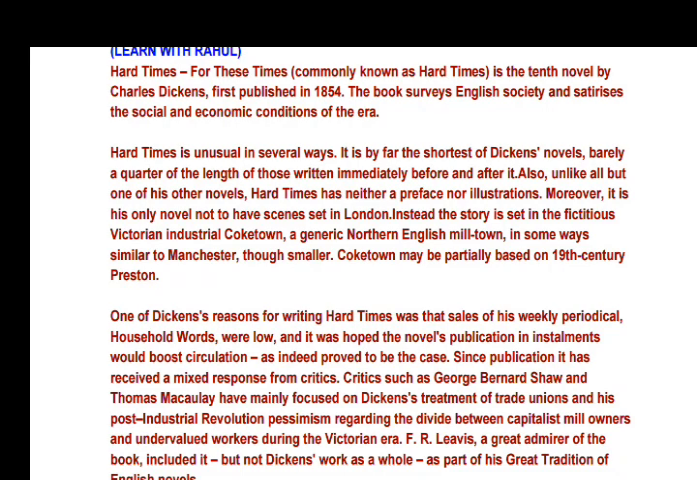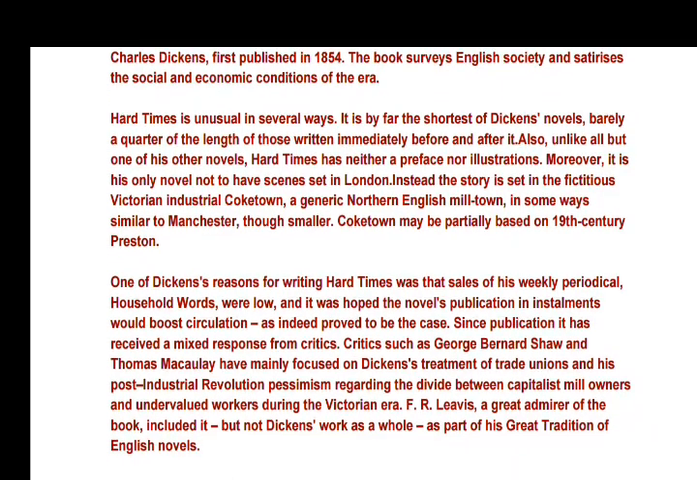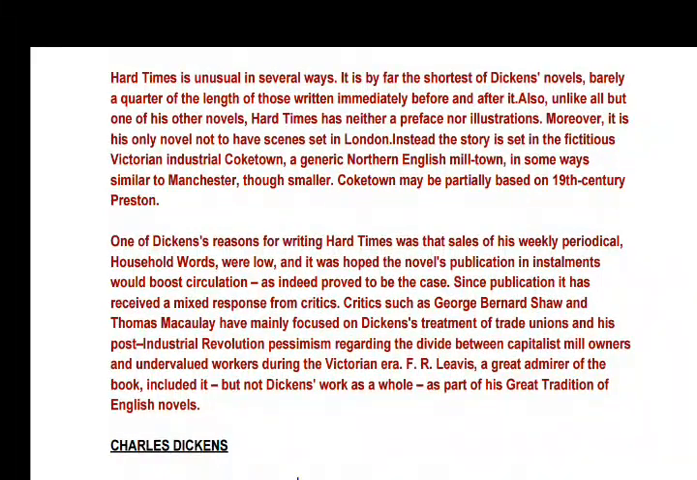Instead, the story is set in the fictitious Victorian industrial Choketown, a generic northern English mill town, in some ways similar to Manchester. Though smaller, Choketown may be partially based on 19th century Preston.